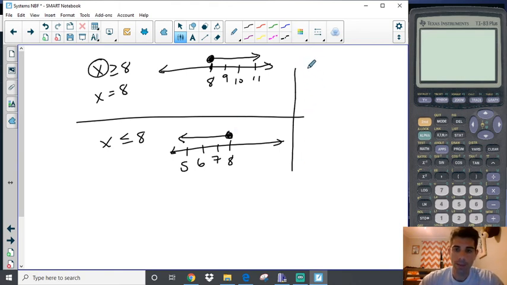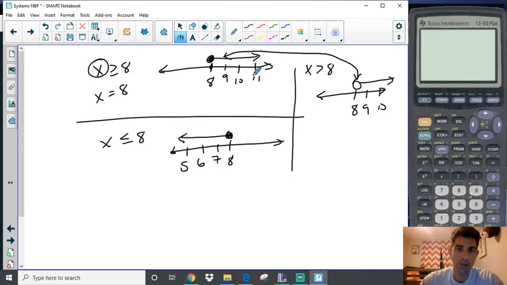Now, what happens if I gave the same question, but it just said x is greater than 8? What's the difference? When you make that circle, it would be an open circle, but it's still going to get shaded to the right. Here's an open circle, and here was a closed circle. The closed circle is telling me to include the 8 because it's equal to. This open circle is saying, don't include the 8. Start with all the numbers that are greater than 8, so say 8.1, 8.5, 9, 10, 11, 12.